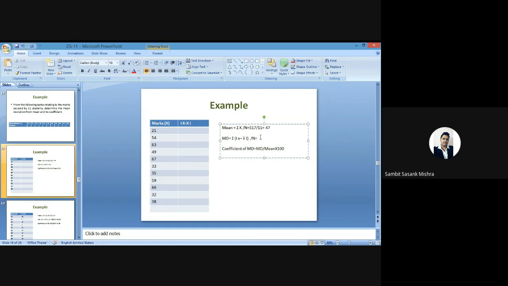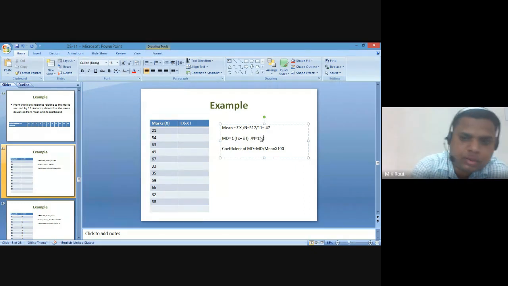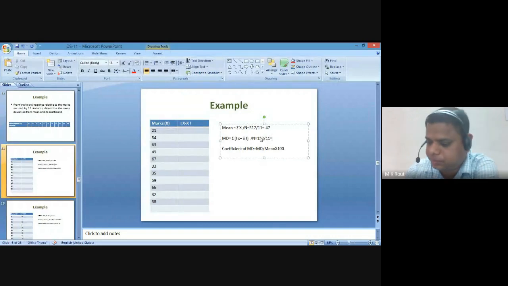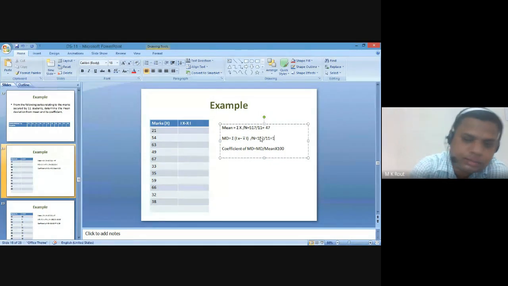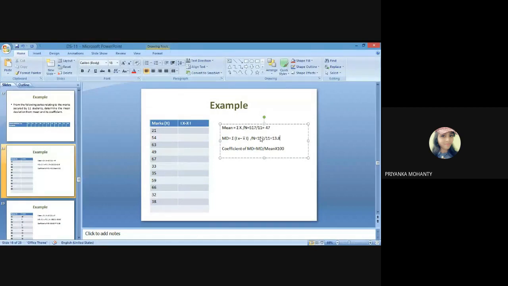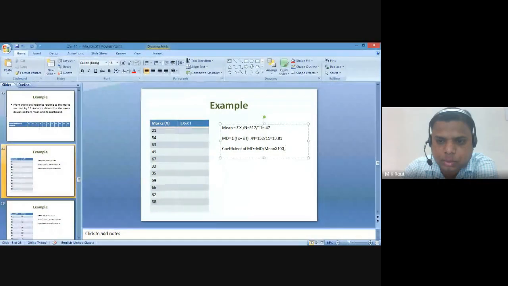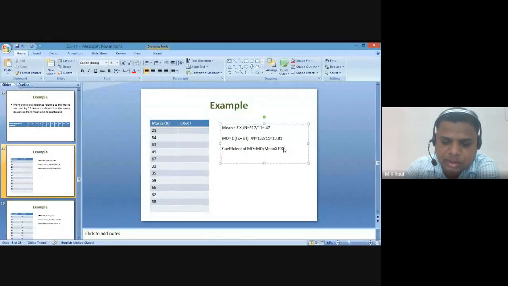152. 152 divided by 11. How much? That is 13.81. Is it clear? 13.81. Okay, then calculate the coefficient of mean deviation. That equals to how much?